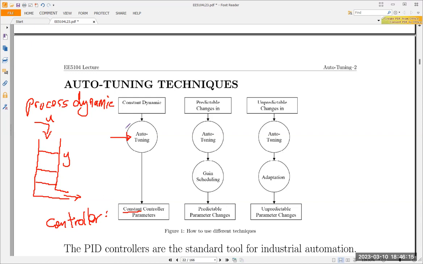Two, there are also many plants out there whereby the process dynamics are what I call predictable. So predictable means what? If you go to the industry, you will see that there are many tanks that are conical or cylindrical.